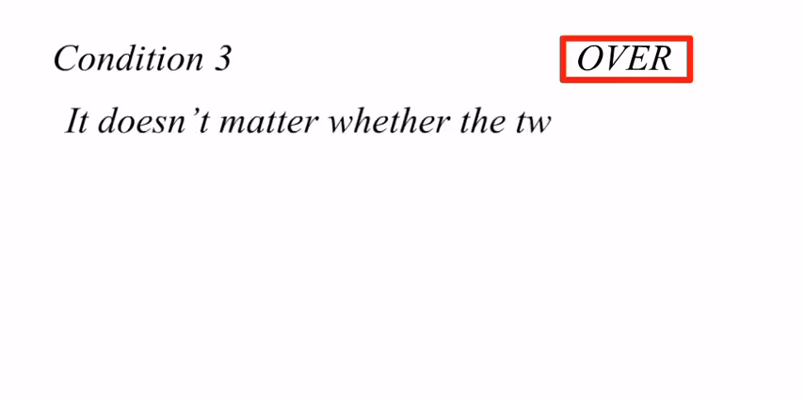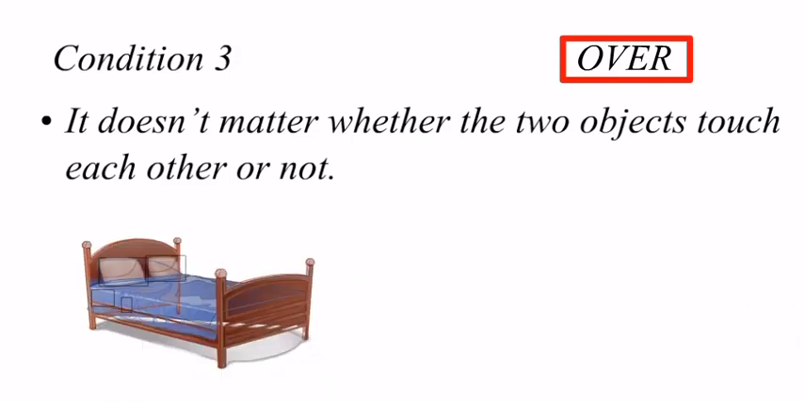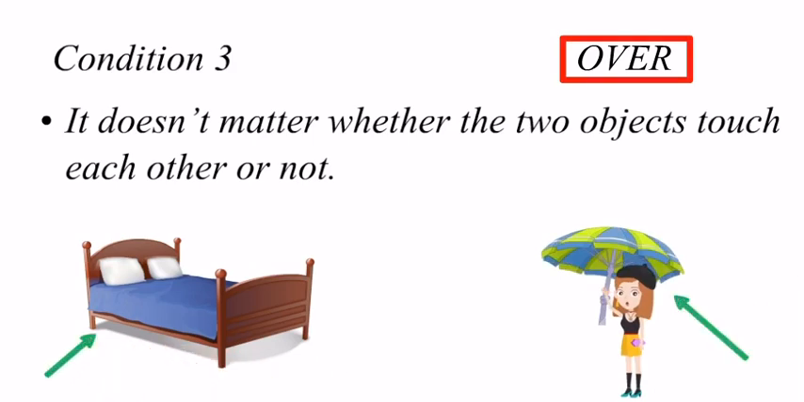Now the third condition. It doesn't matter whether the two objects touch each other or not. In the previous examples, if you see, the bedsheet was touching the bed, but the umbrella is not touching the head. So it doesn't matter if the objects are touching each other or not.